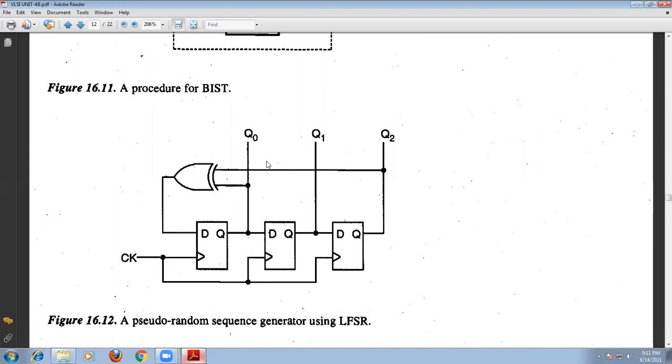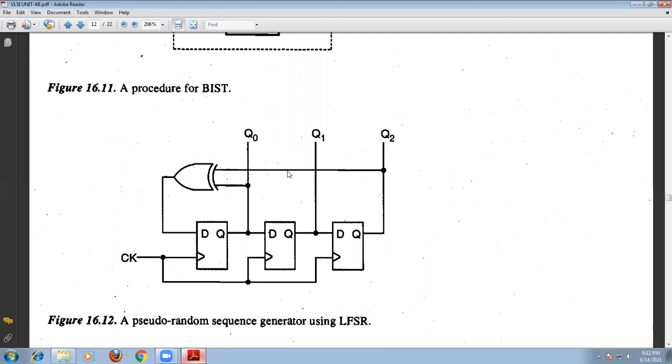As you know, to reduce the chip area we use a data compression technique. These techniques are used to compare the compacted test responses of the circuit instead of using the entire raw test data.